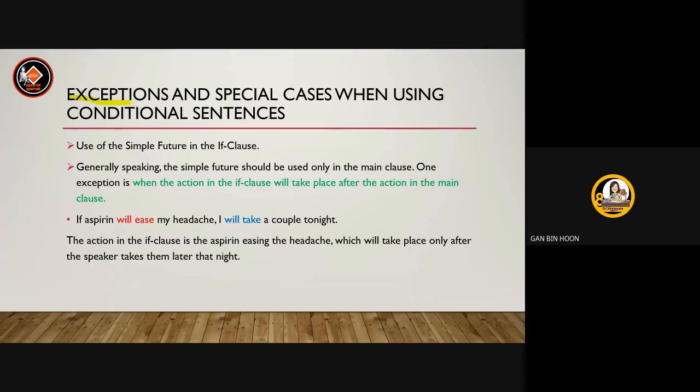Okay, exceptions. English memang biasalah, ada yang kecuali. Exception ni kecuali. Exception and special cases. When using conditional sentences, number 1, use of the simple future in the if clause. Okay, ada simple future pula teacher in the if clause? Kenapa ini boleh berlaku? Very easy ya. Generally speaking, the simple future should be used only in the main clause. Sepatutnya will ni hanya diguna dalam ayat utama.